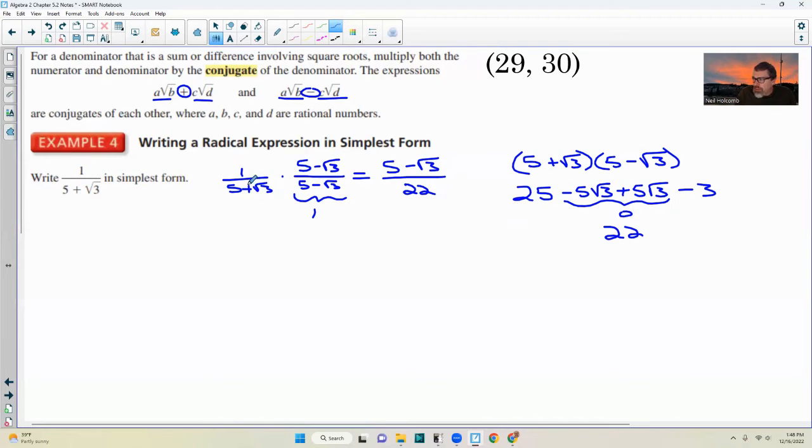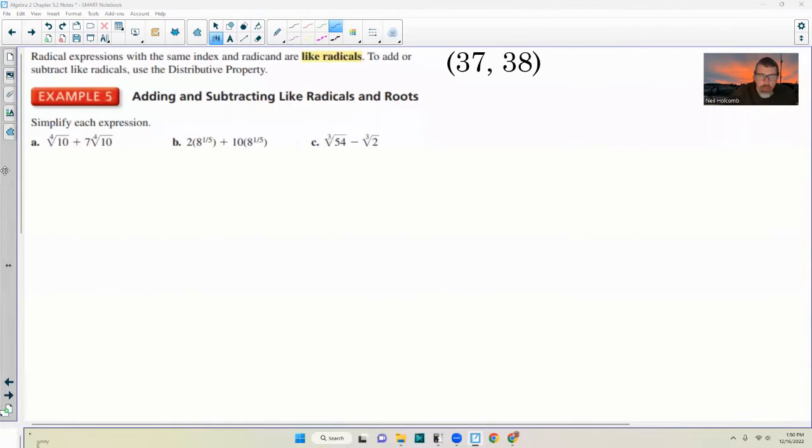Radical expressions with the same index and radicand are like radicals. To add or subtract like radicals, you use the distributive property. All right, a little note after the fact. This is the radical simplified. You cannot have a radical in the denominator. That is not simplified. This is. Now you should be able to do numbers 29 and 30.